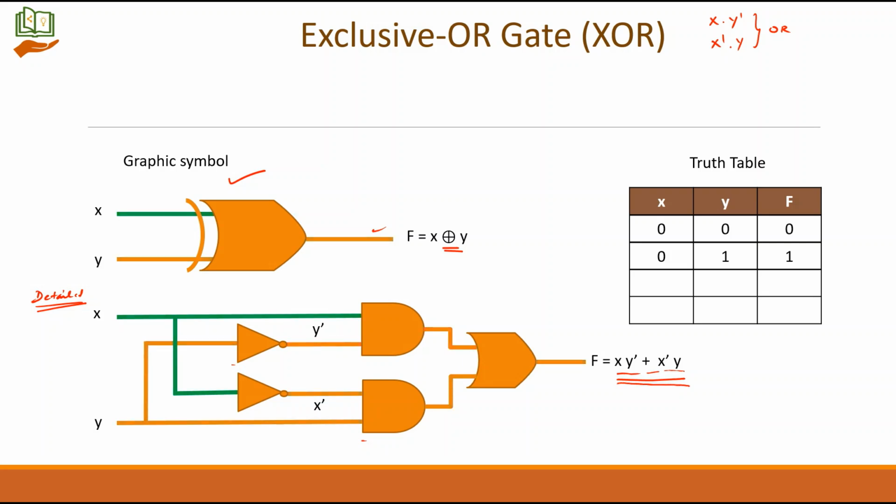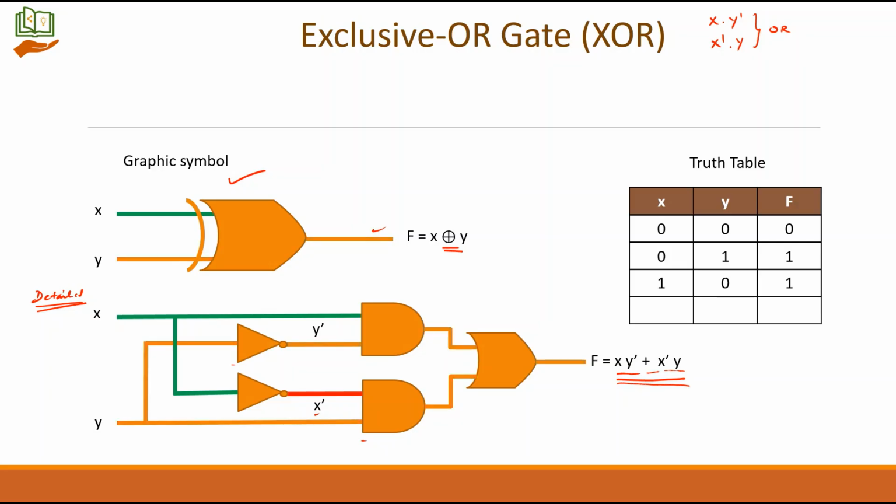Now we will get to the third row. X is equal to 1. So what happens to the x dash here? It becomes 0. Now y is equal to 0. What happens to y dash here? It becomes 1. Now we have 1 and 1 in the first AND gate, which will give you 1. We have 0 and 0 in the second AND gate, which will give you 0. What is 1 plus 0? It will give you 1. So ultimately the third row will have 1 under x, 0 under y and 1 under f. Again the inputs are different, so we get a 1.